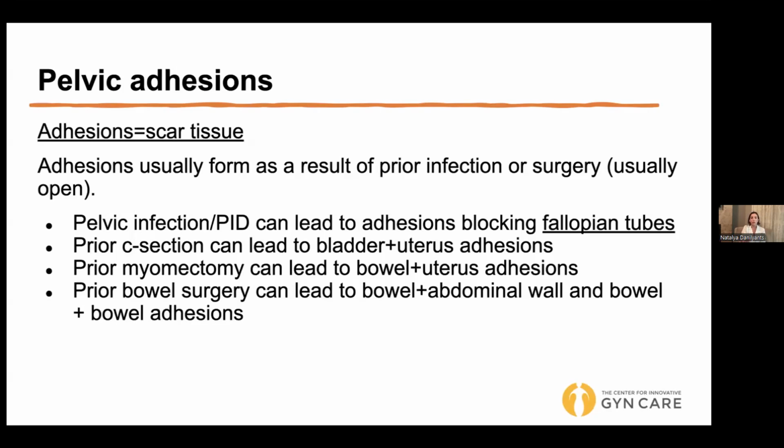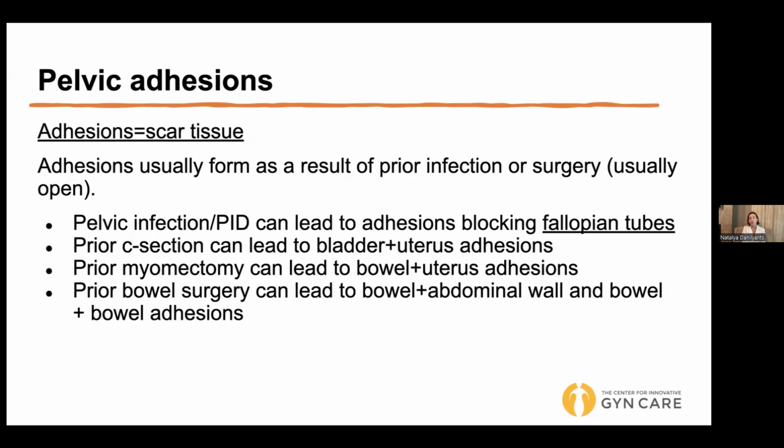So different prior infections or surgeries will cause scar tissue to form in different locations. For example, pelvic infection or pelvic inflammatory disease can cause scar tissue to form in the fallopian tubes. And they can actually lead to hydrosalpinx, which is a collection of fluid inside the fallopian tube, which can potentially cause pain. And it would also cause infertility.